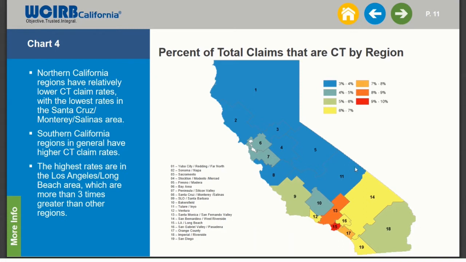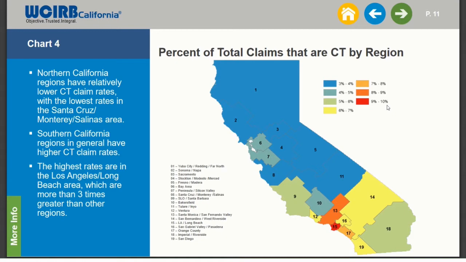So if you're in Southern California, you're going to be getting a high percentage of these cumulative trauma injury claims. And what this chart doesn't tell us is that even though cumulative trauma injury claims can form perhaps only 9 to 10% of all claims filed, it's these types of claims that are particularly prone to requiring a qualified medical evaluation to resolve the disputed issues.